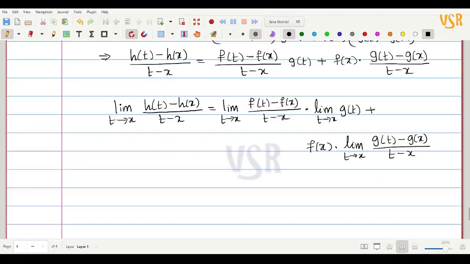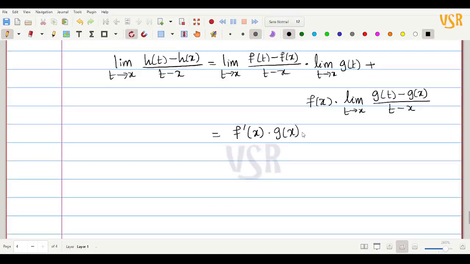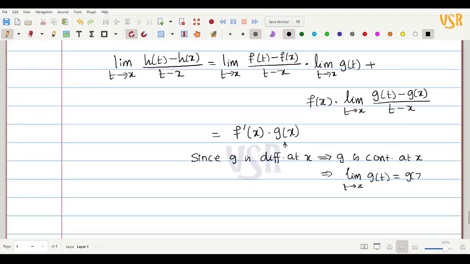அவ்வளவுதான், முடிஞ்சு போச்சு. இப்போ நம்ம எப்சிலான் டெல்டாவே வேண்டாம், ஸ்ட்ரைட்டா ப்ரூஃப் பண்ணிடலாம். This is equal to f dash at x. இது g of x, since g is differentiable at x, this implies that g is continuous at x. So this implies that limit t tending to x g of t is equal to g of x. We know that continuity. அப்போ this is equal to g of x plus f of x கான்ஸ்டன்ட், இது அப்படியே வச்சுக்கிட்டேன். இது g dash at x.